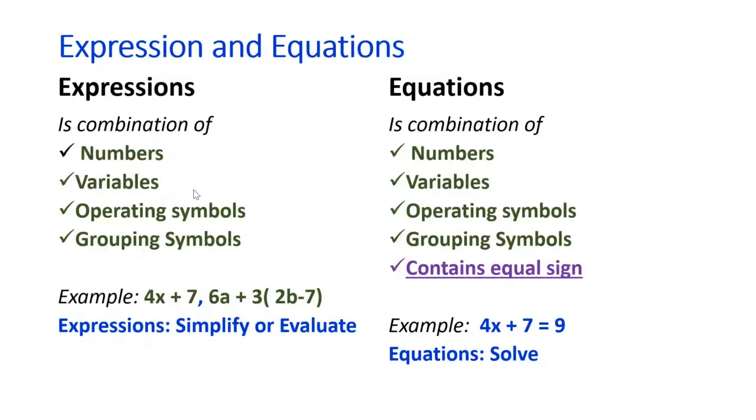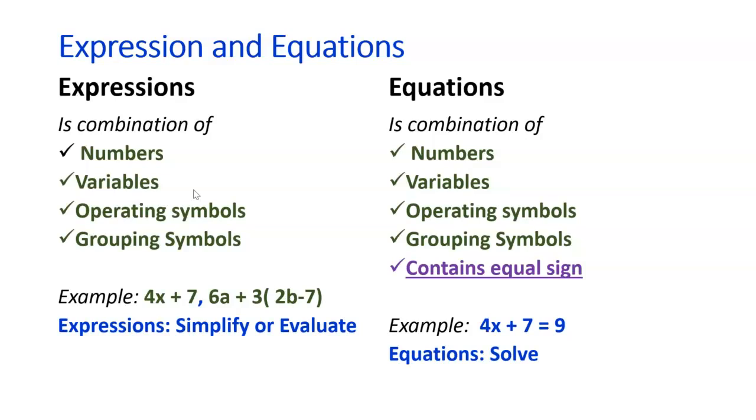Let's first see the difference between the expression and equations. Expression is a combination of numbers, letters, variables are letters, operating symbols meaning positive, negative, you can use multiplying, dividing, grouping symbols meaning you can use parentheses, brackets, and fraction bar. The examples are 4x plus 7, and I have another example, 6a plus 3 times 2b minus 7. These two are the examples of expression. Expression can only be simplified or evaluated. For this video, I will only show you how to evaluate.